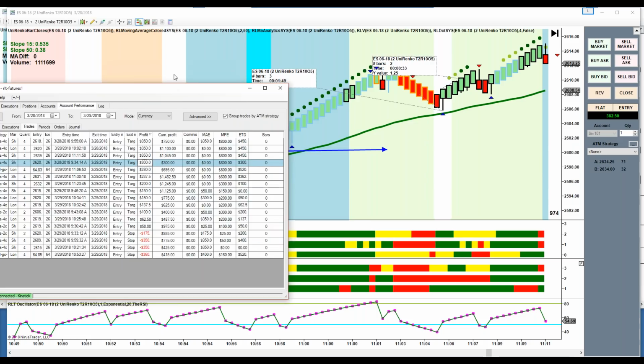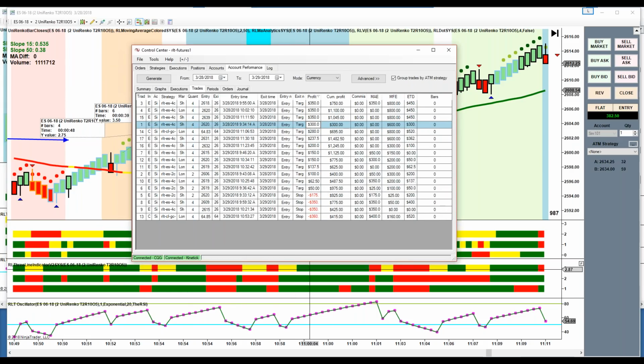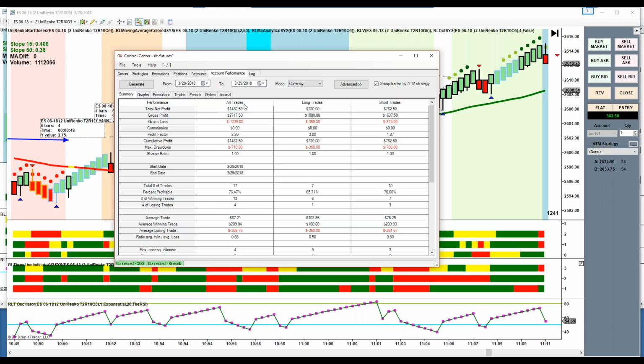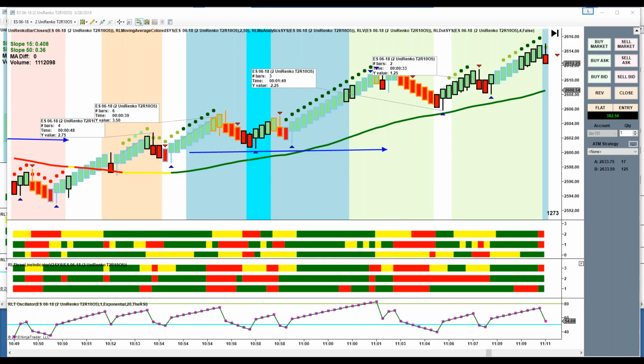These are the last 2 days of trading. Yesterday we made $1,100 and we had no losers. And these are my losers from today. And we've got all those winners. And the summary is $1,482.